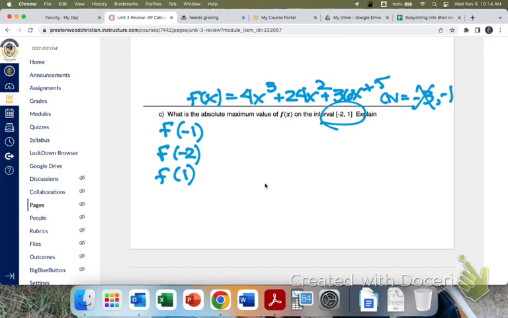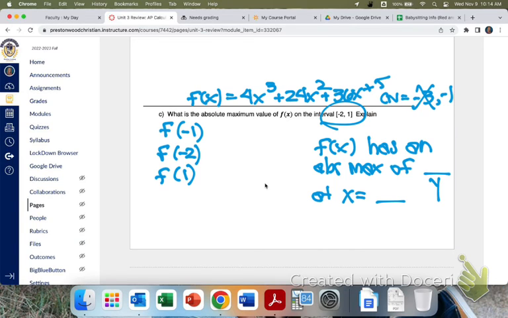I had a couple people in 7th period just give me the answer as an ordered pair. You need to write a statement. F of x has an absolute max of this y value at this x value. So just make sure you have your f of x has an absolute max of whatever the y value is at your x value. That's your short sentence for that.